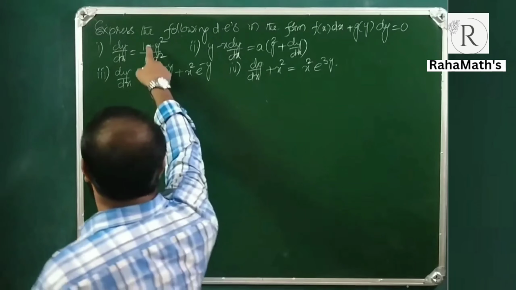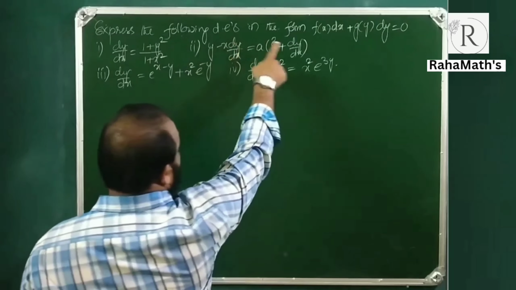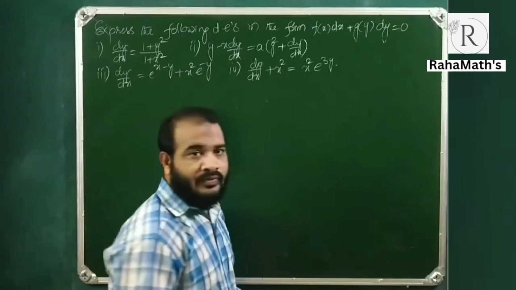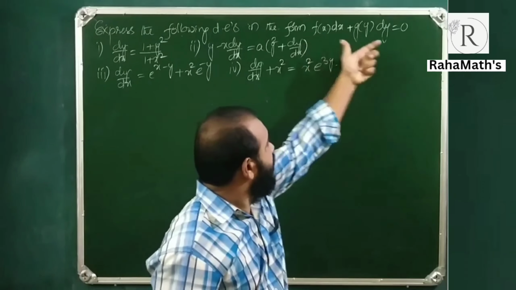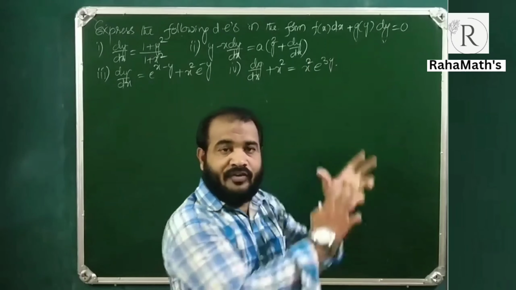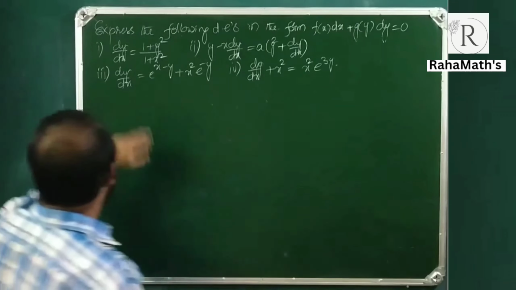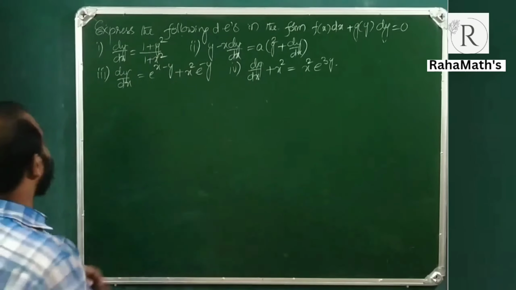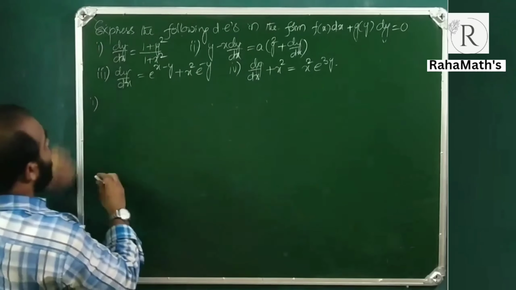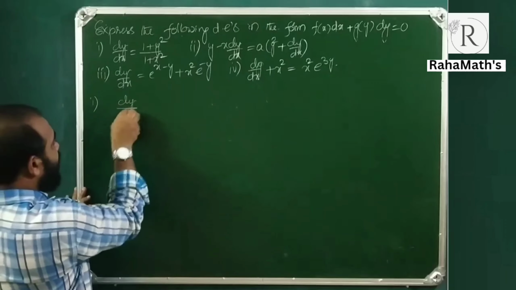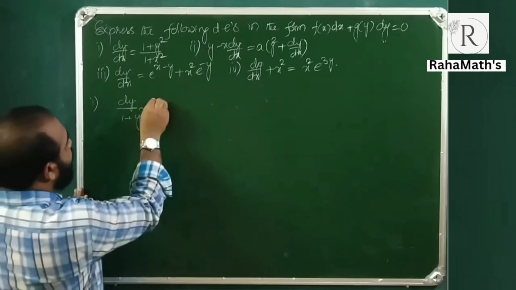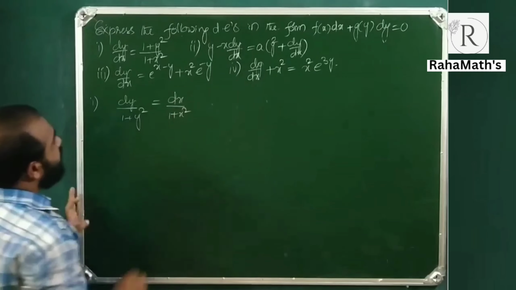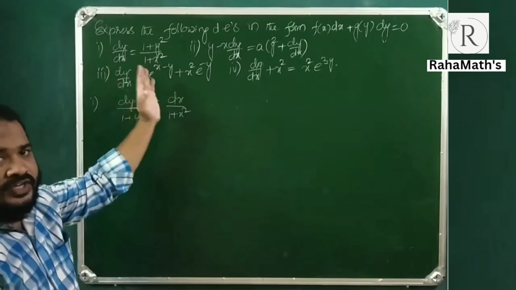So the first question: express the following differential equations in the form f of x dx plus g of y dy equals 0. This is a function of x and a function of y, the variable separable method. The first question is dy by dx equals (1 plus y square) by (1 plus x square). This can be written as dy by (1 plus y square) equals dx by (1 plus x square). Just a cross multiplication I have done.